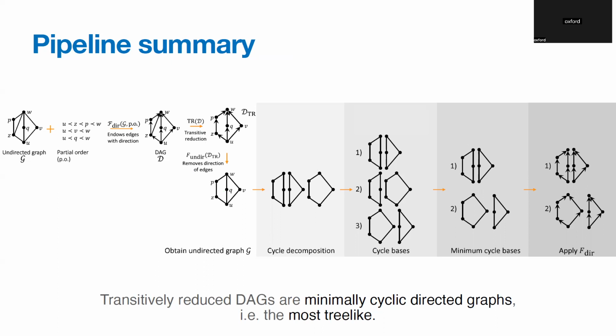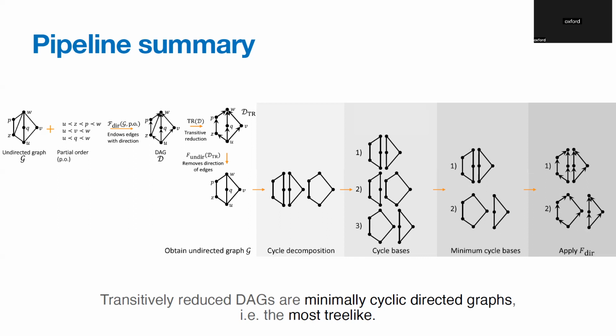So again, to reiterate, the basic idea is to consider a directed graph, or a directed acyclic graph in that case, as an undirected graph with a partial order, which allows us to construct a DAG. And we then transitively reduce that DAG to remove all shortcut cycles.